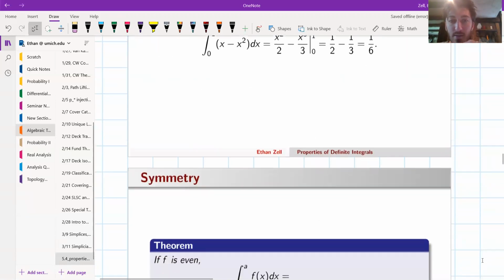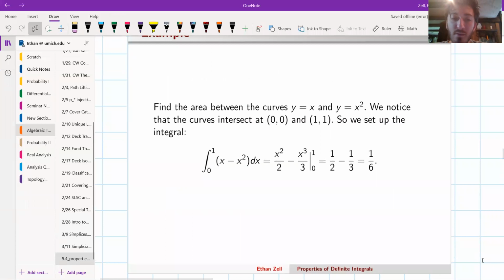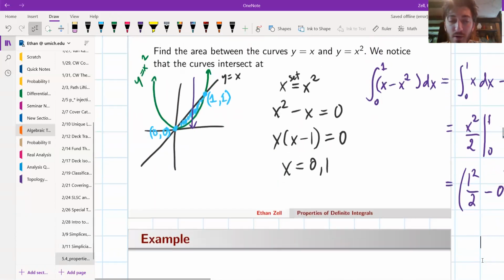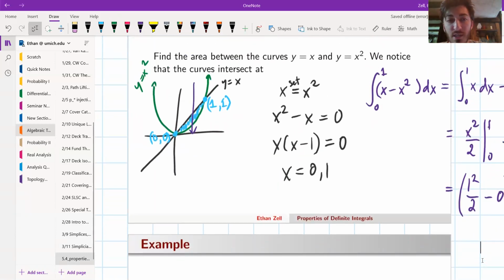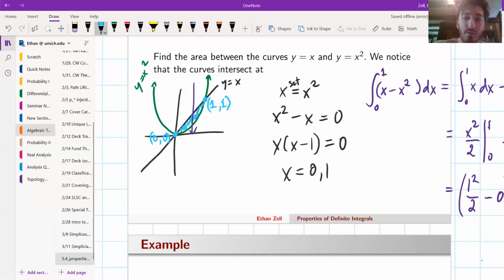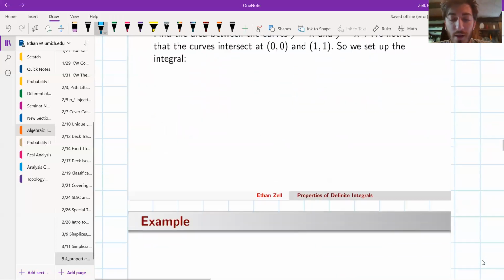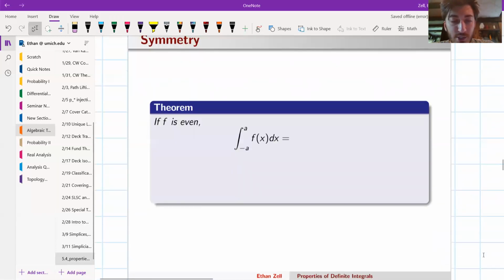Most of the work here, I do want to mention, is really done in setting up the integral. The most helpful thing for that was drawing this graph to see where everything was lying on the plane. And then I also had to do a little bit of algebra right here in order to figure out what the bounds of integration should be. So remember, I set x equal to x squared. So that's just a recap.